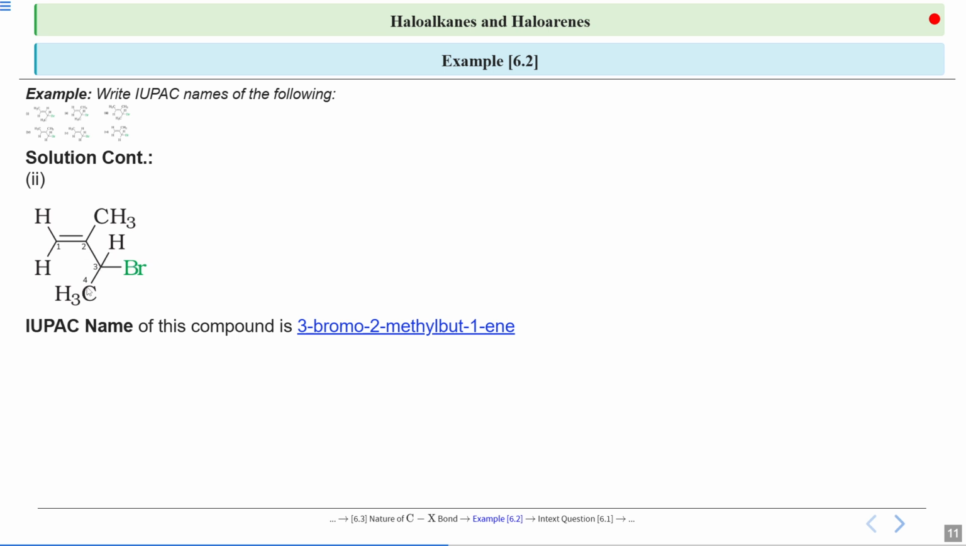We have 4 carbons in our parent chain, so but. At the 1st position we have a double bond, so 1-ene. 3-bromo, 2-methyl, but 1-ene. Ene is representing the double bond. So the IUPAC name of this compound will be 3-bromo, 2-methyl, but 1-ene.